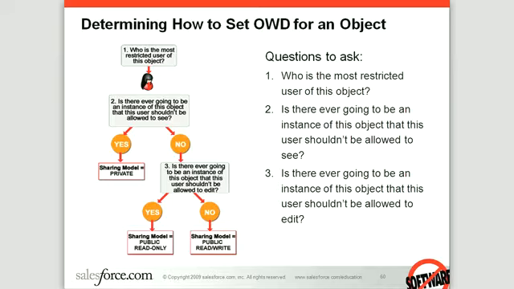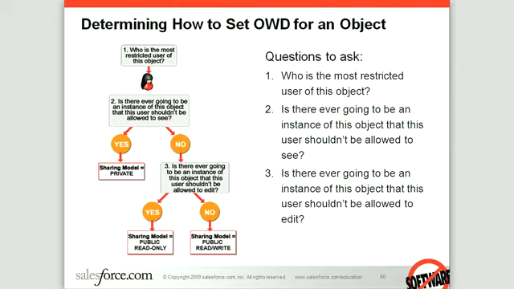So who is the most restricted user of this object? Is there ever going to be an instance where this object, that user shouldn't be allowed to see? So it says instance of this object. That's a code phrase for record. Is there ever a record that this user shouldn't be able to see? If the answer is yes, if there are records they shouldn't be able to see, then we're going to set our sharing model, or our org-wide default, equal to private.